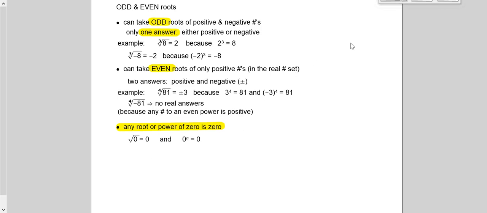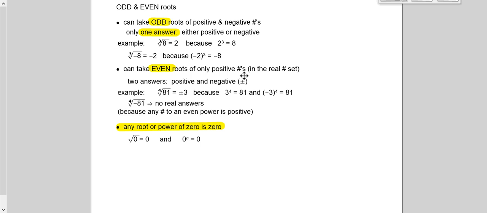Odd and even roots. You can take odd roots of positive and negative numbers and get only one answer, either positive or negative. For example, cube root of 8 is 2. Cube root of negative 8 is negative 2. You can take even roots of only positive numbers in the real number set. So in other words, if you're doing an even root of a negative, you could get an imaginary. But for the most part, even roots, we're going to stick to the positive numbers, especially if it's a 4th root or 6th root or any of those other even indexes.